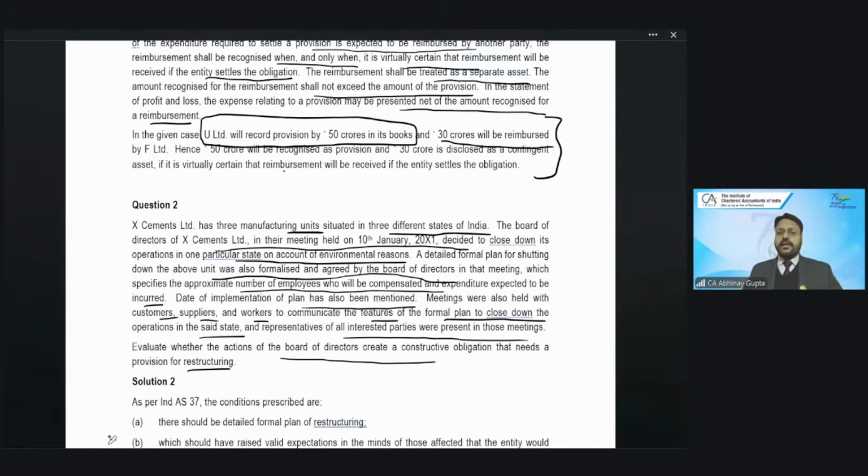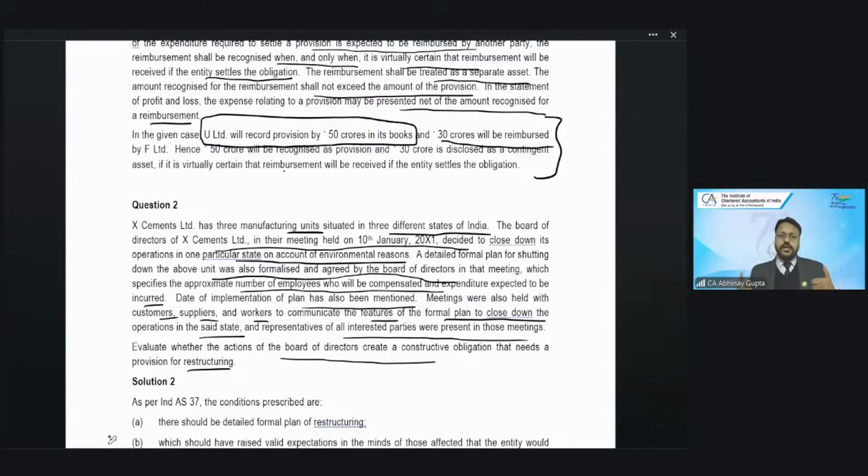So what is the criteria? Give me a second. There are two types of obligations. One is the present obligation, right? One is the future obligation. Now, which type of obligation are we concerned about while saying that a provision is required? The present obligation, correct? Now, a present obligation can arise because of two types of obligations. Number one is the legal obligation. Number two is the constructive obligation, right?